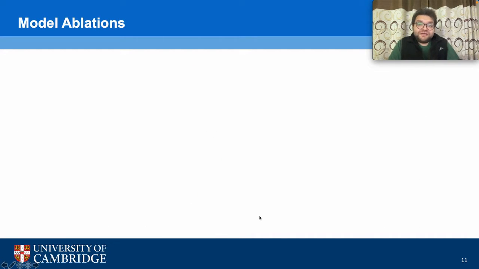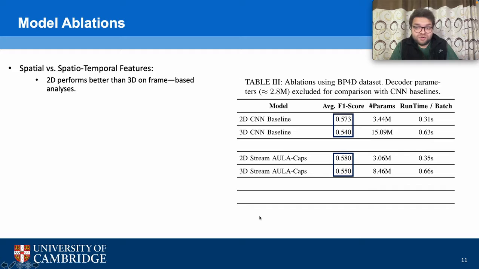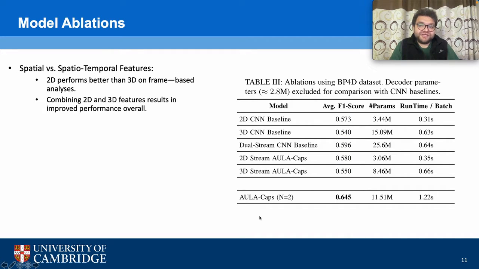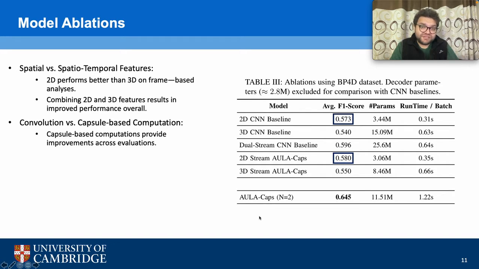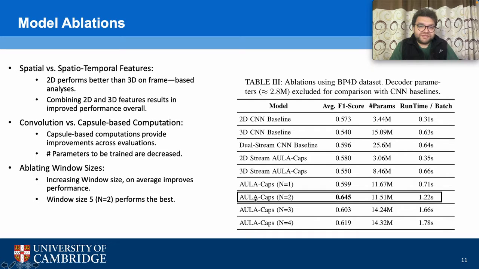To understand the model better, we perform several ablations, as I said, on the model. We see that the spatial features individually perform better than spatio-temporal features on frame-based analysis, although combining both these feature sets improves model performance. Similarly, capsule-based computations achieve better results than simple convolutional networks, while also decreasing the number of parameters to be trained. Finally, ablating with respect to window sizes, in general, the model performance increases when longer windows are used. However, a window size of 5 performs the best.